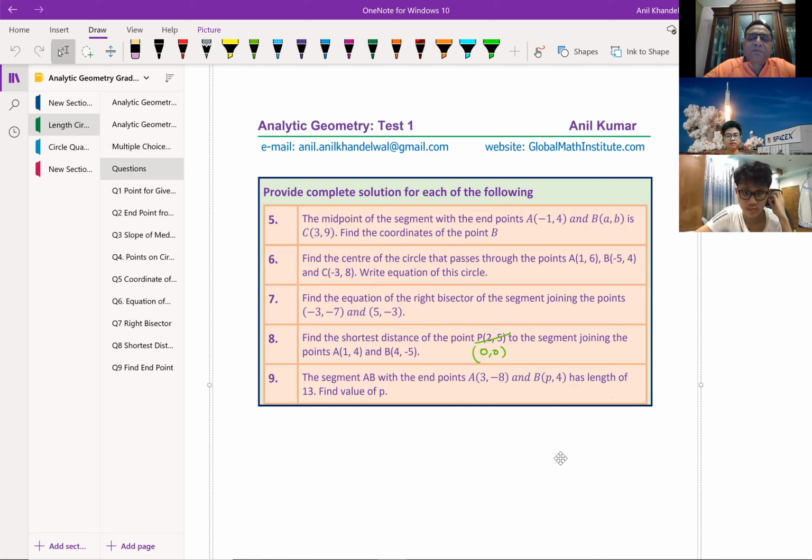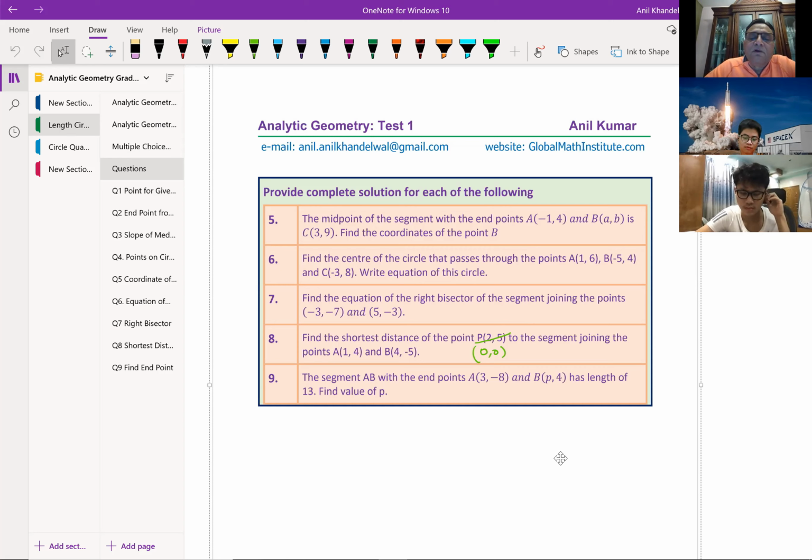Question number 6. Find the center of the circle that passes through the points A, B, and C. Write the equation of the circle. Now this circle which we have taken is going through 3 points. You should remember that you can uniquely define a circle with 3 points, right? Now the concept here is that you can join 2 points, get the chords, and then perpendicular bisectors of the chords will intersect at the center of the circle. So that is what we are going to use.